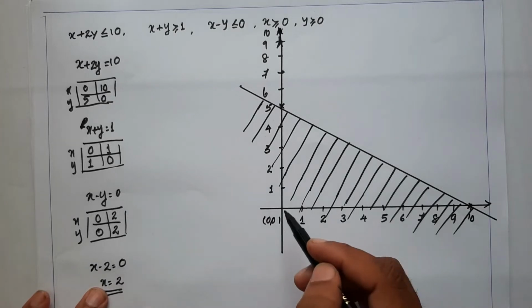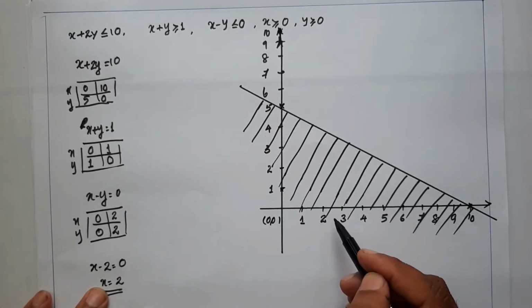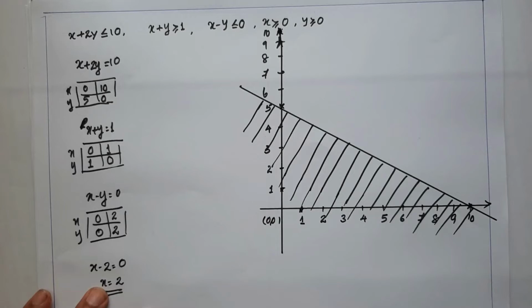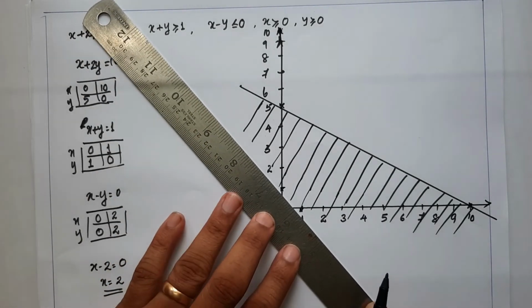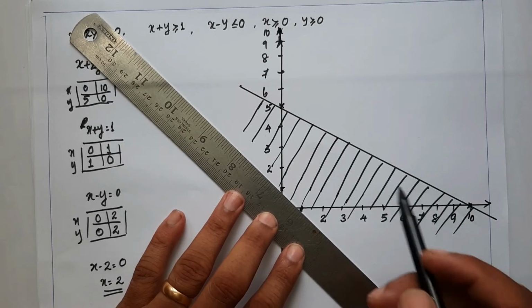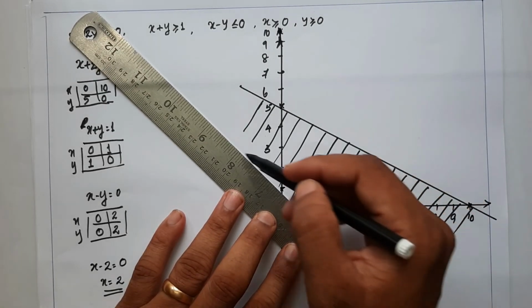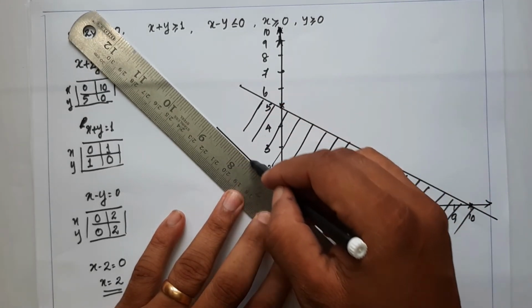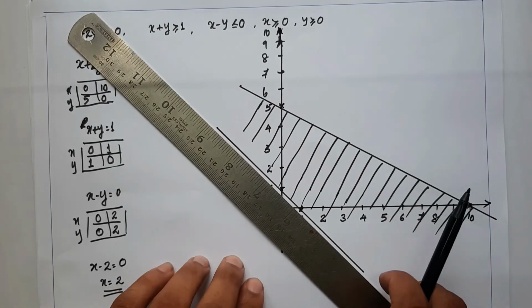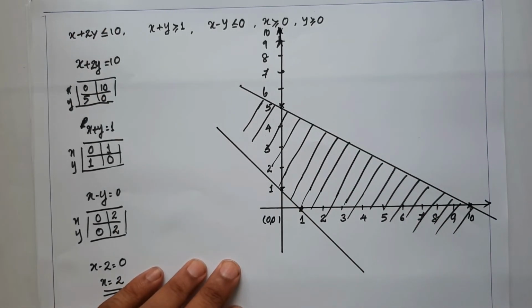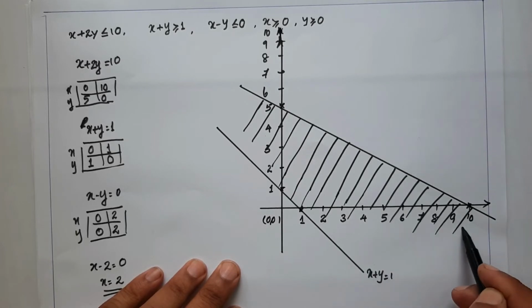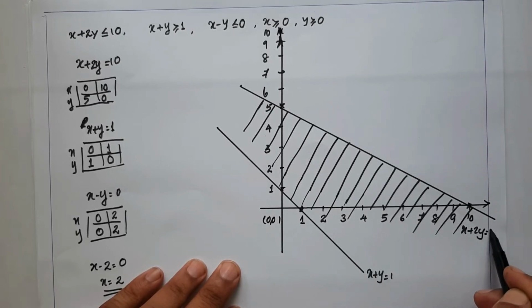Okay, next is (0, 1): x is 0, y is 1, and (1, 0). By joining these two points, you get another line. Actually, there is a space, as 1 centimeter is the correct space. Okay, it's the x plus y equal to 1 graph, and the x plus 2y equal to 10 graph.